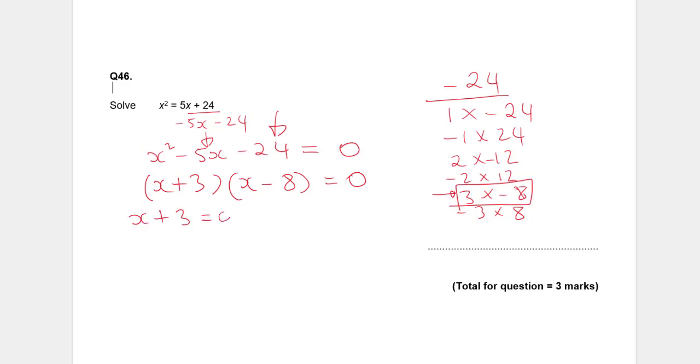x plus 3 equal to 0, and x minus 8 is equal to 0. Let's solve it now. Minus 3 from both sides, so that gives us x is equal to minus 3. Add 8 on both sides, that gives us x equals 8. So our answer is x equals minus 3 and x equals 8. And these are the 2 answers. And that was the last question.